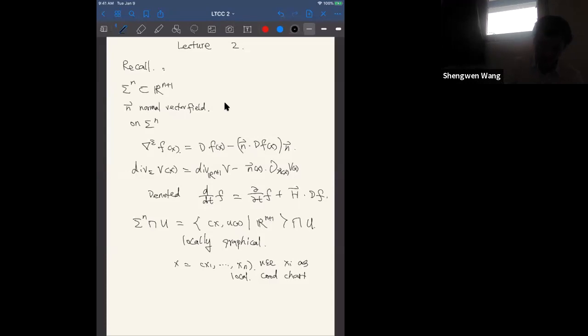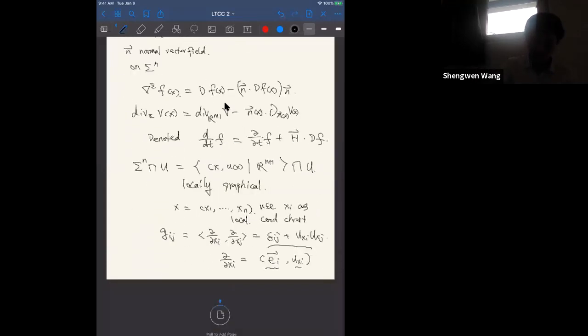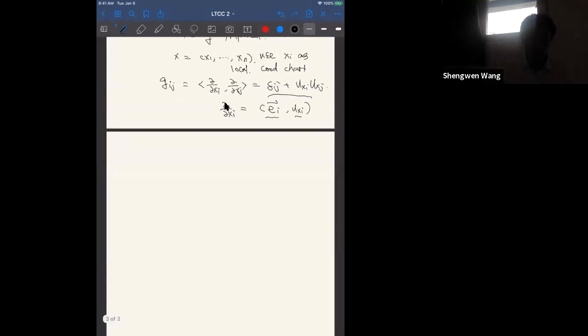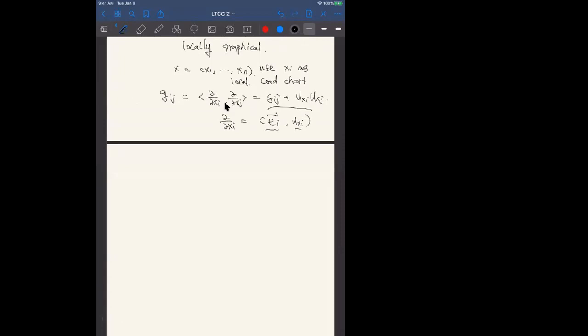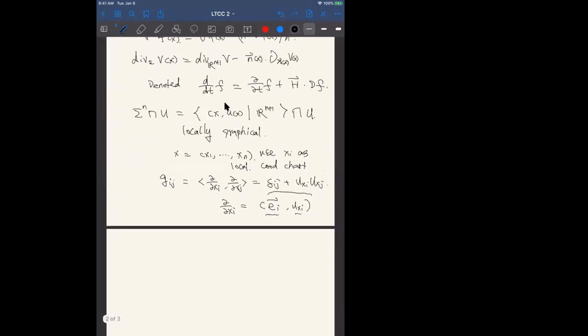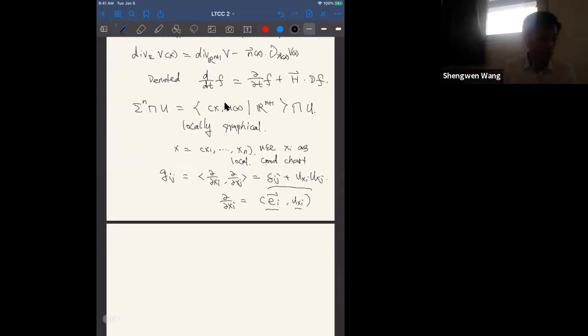So for the induced metric, g_ij, that would be equal to delta_ij plus u_{x_i} u_{x_j}. This is because d/dx_i is equal to e_i plus u_{x_i} e_{n+1}. So this is an n vector, and this is the n+1 component. When you take the inner product, you get this. Any questions? Okay. Scroll up a little bit. Sorry? I'm scrolling up just a little bit, please. Okay. If I'm scrolling too fast, let me know so I can scroll back.